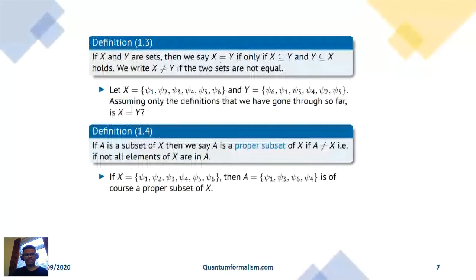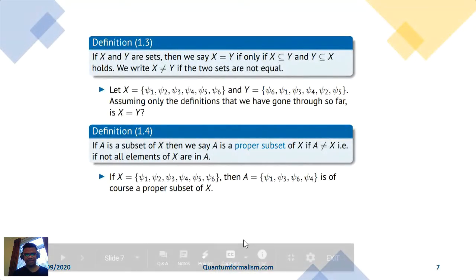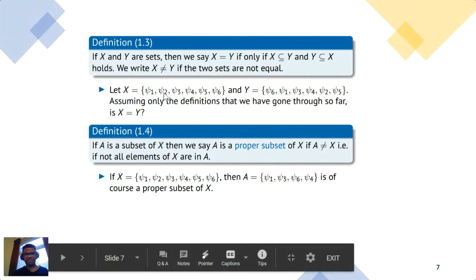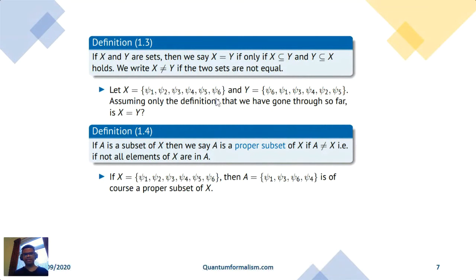Another definition then is the definition of equality. So we say two sets are equal if they are contained in each other. So for example, this is again another trick. Let X be psi 1, psi 2, psi 3, psi 4, psi 5, and so on, and then let Y be this. Does anyone think these two sets are different? Okay, good. So yeah, indeed they are the same.